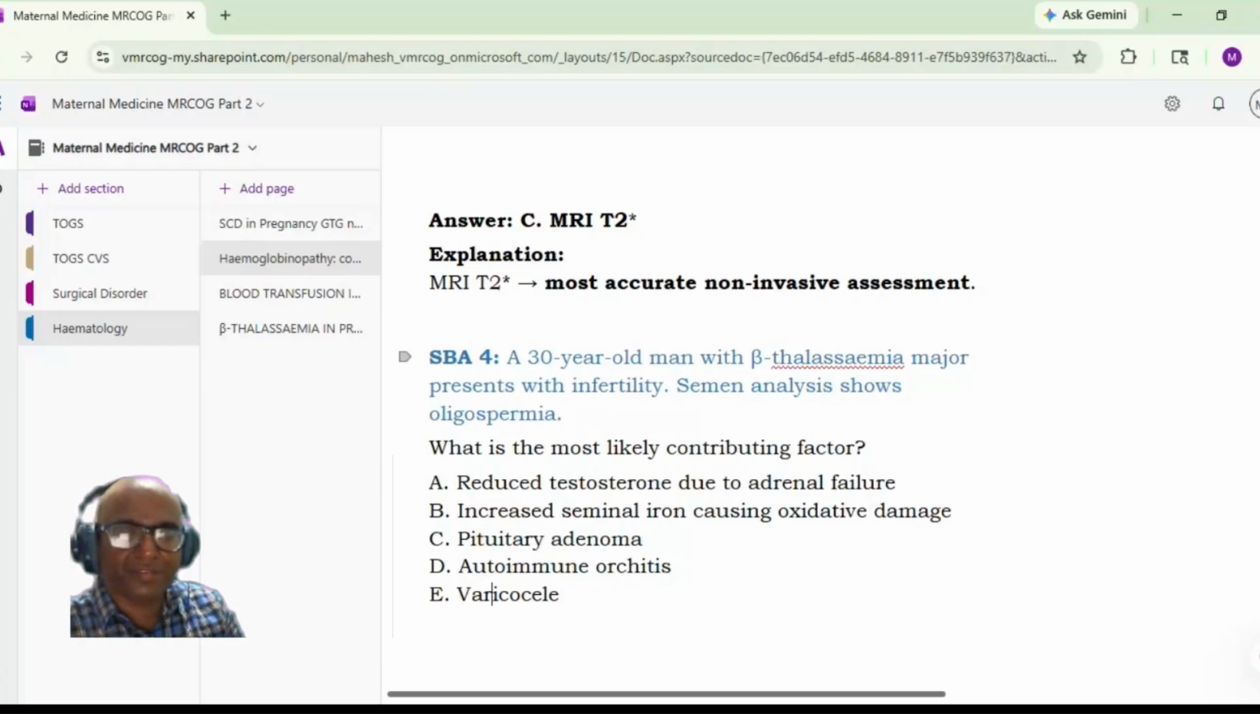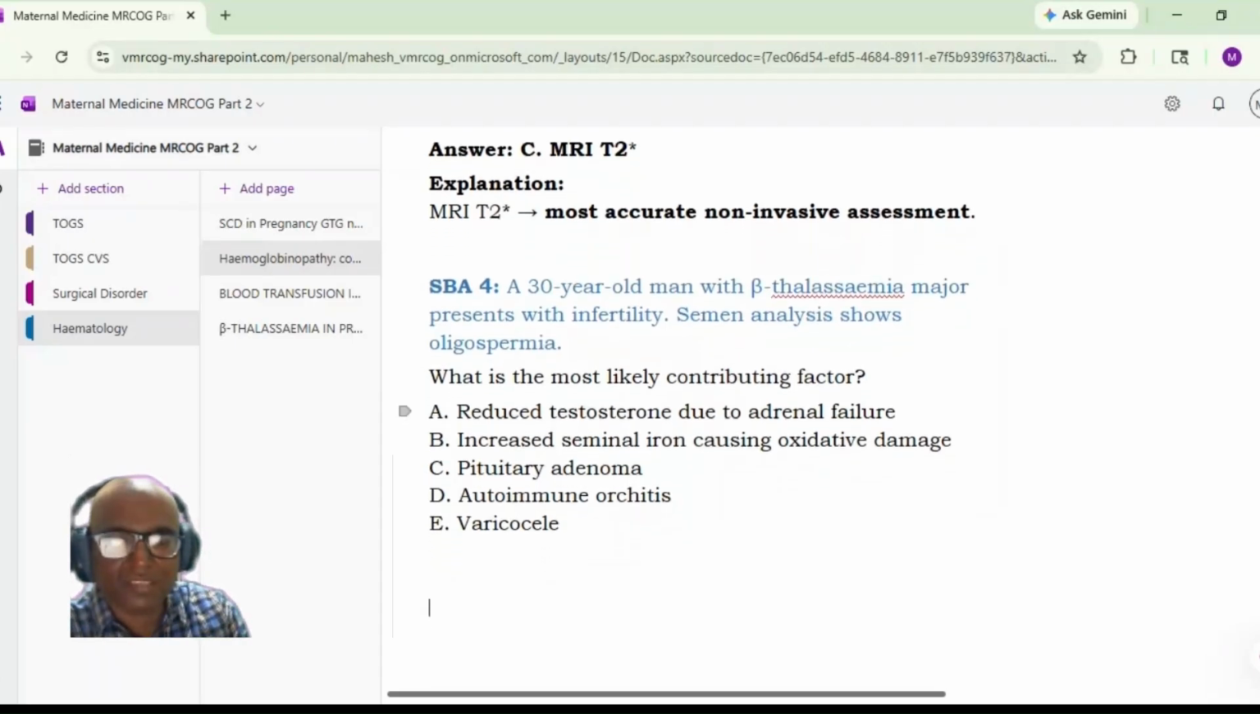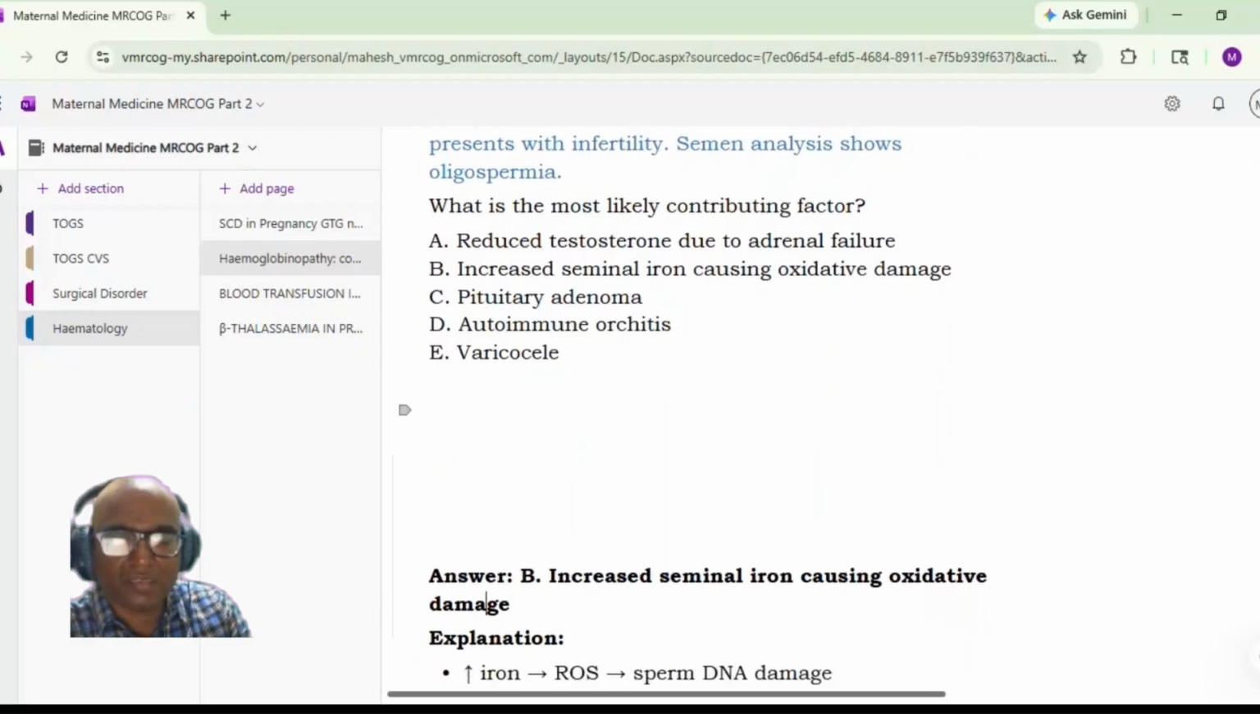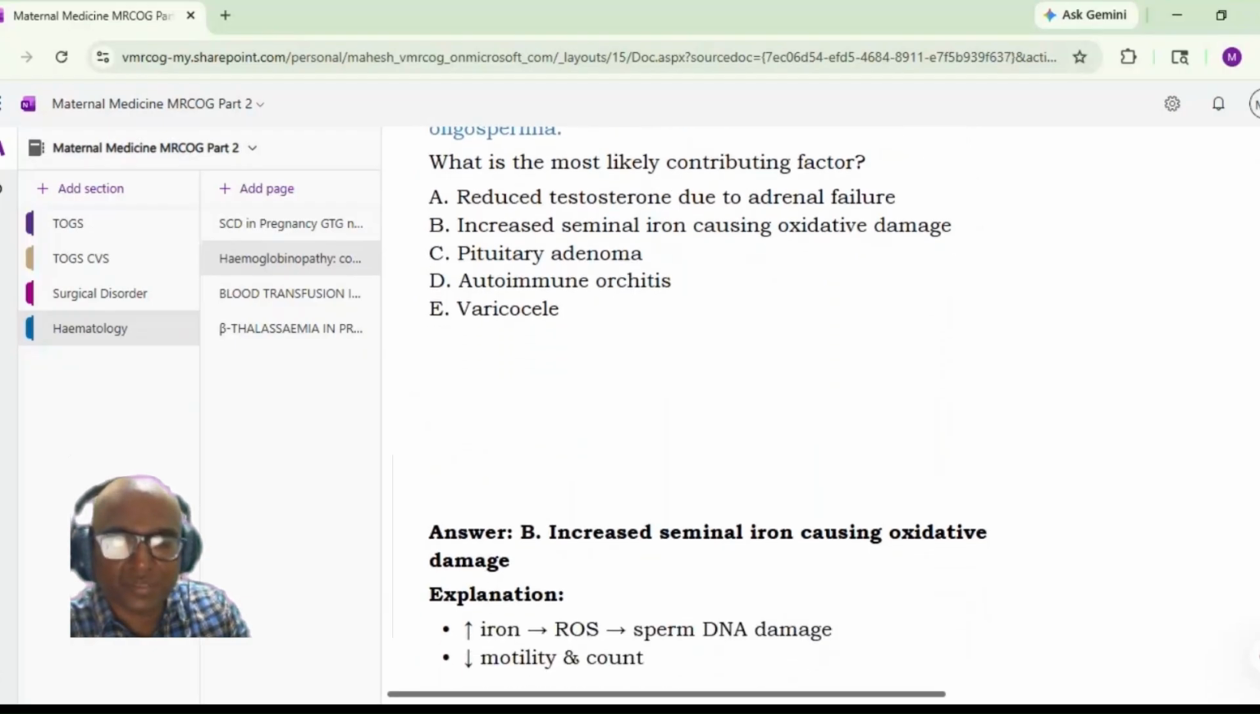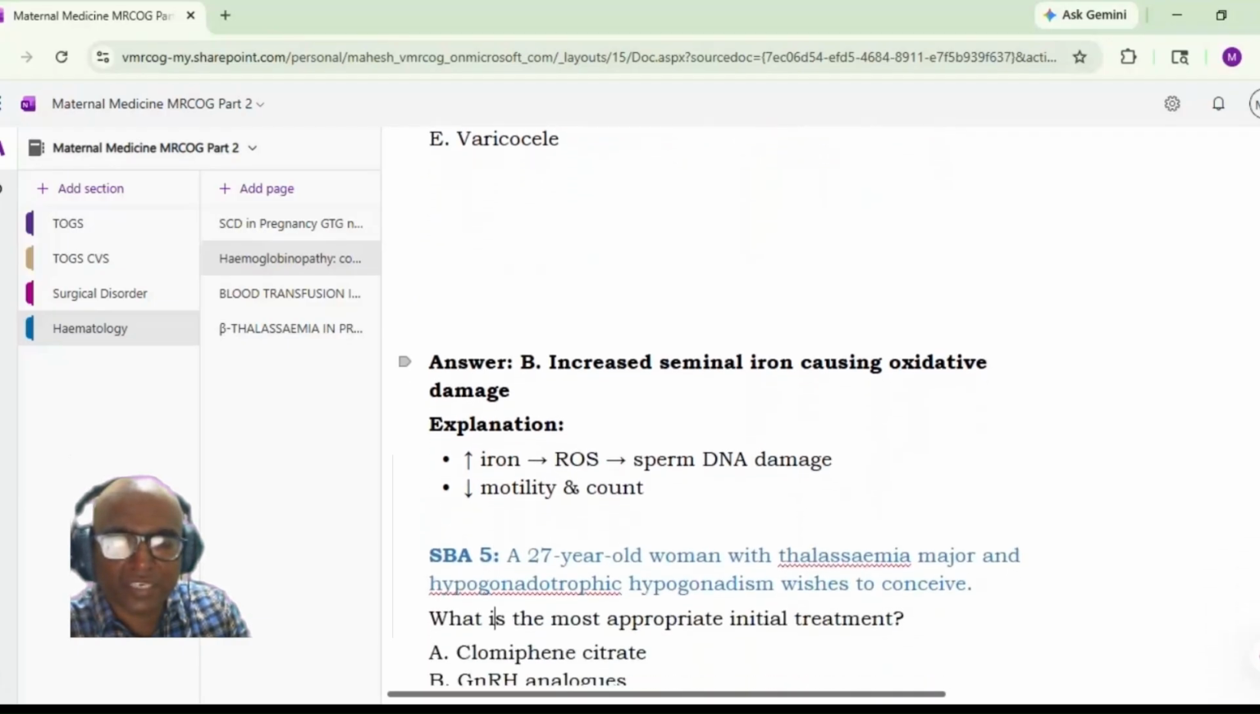A 30-year-old man with beta thalassemia major presents with infertility. Semen analysis shows oligospermia. What is the most likely contributing factor? A. Reduced testosterone due to adrenal failure. B. Increased seminal iron causing oxidative damage. C. Pituitary adenoma. D. Autoimmune orchitis. E. Varicocele. It is B, increased seminal iron causing oxidative damage. Increased iron leads to reactive oxidative stress, leading to sperm DNA damage, leading to decreased motility and count.